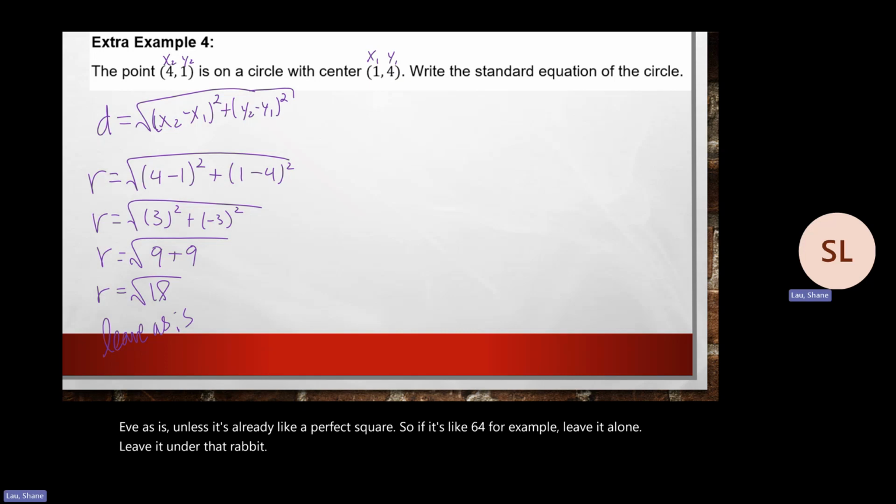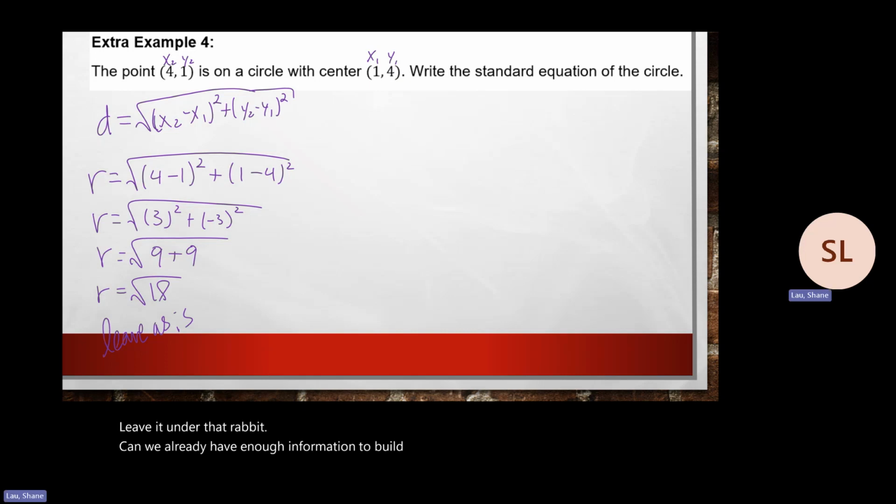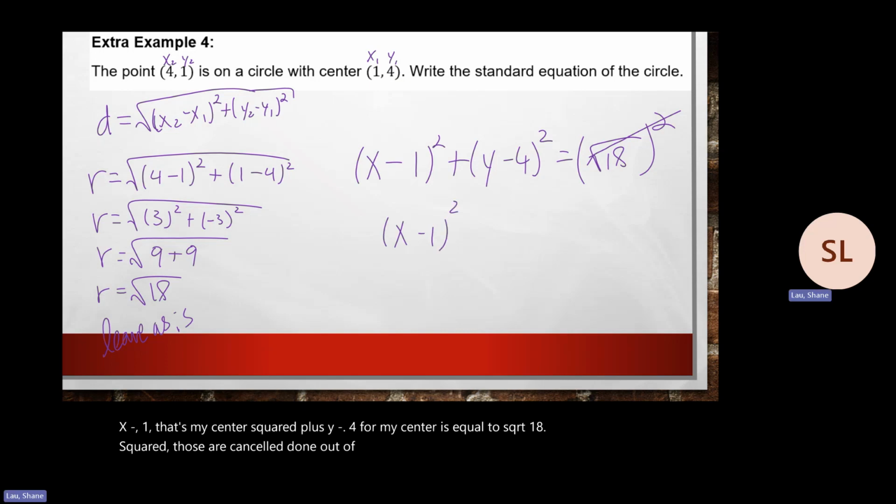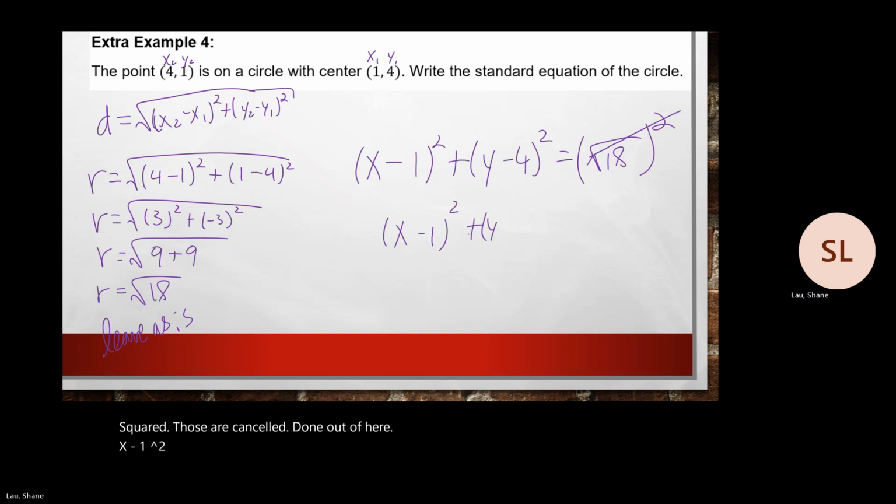If we already have enough information to build our equation, x minus 1, that's my center, squared, plus y minus 4 for my center, is equal to the square root of 18 squared. Those are canceled. Done. Out of here. x minus 1 squared plus y minus 4 squared is equal to 18. And that's it. We're done.